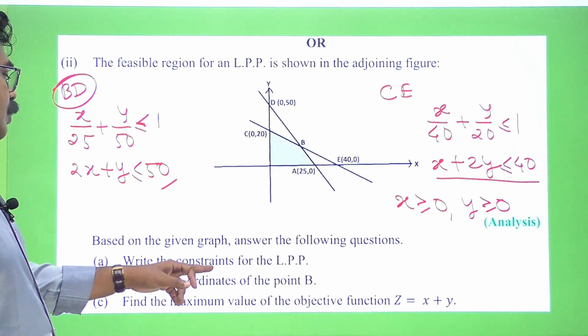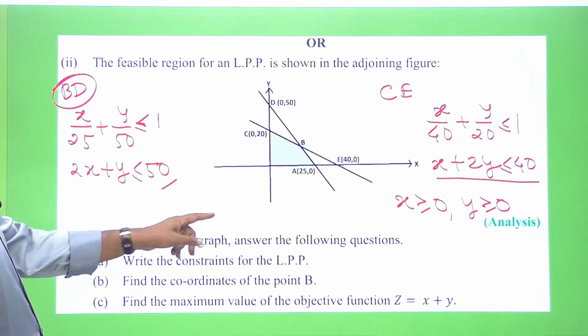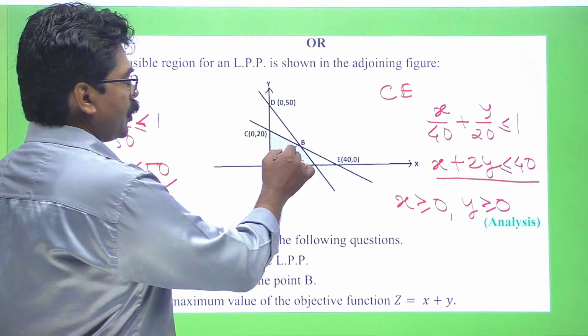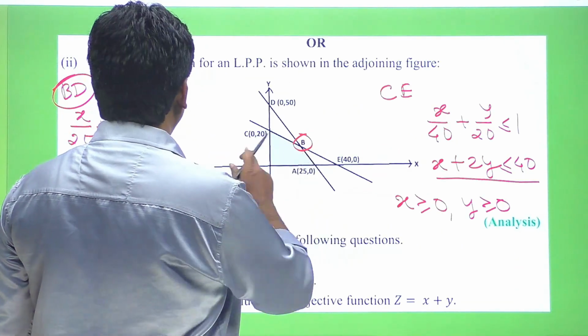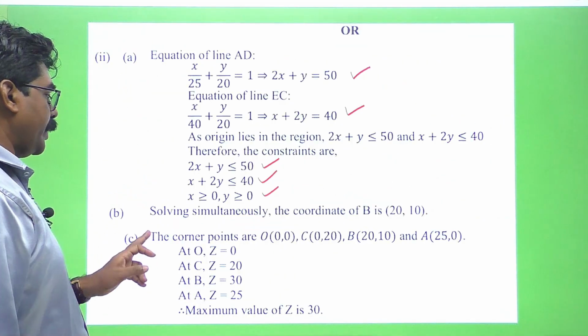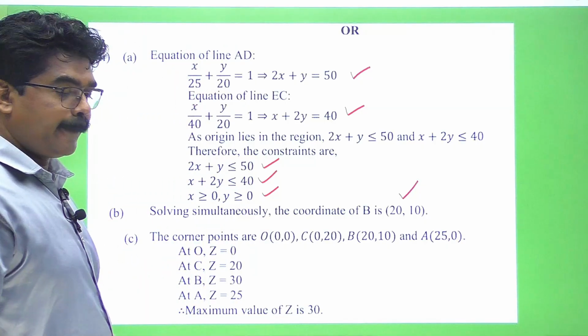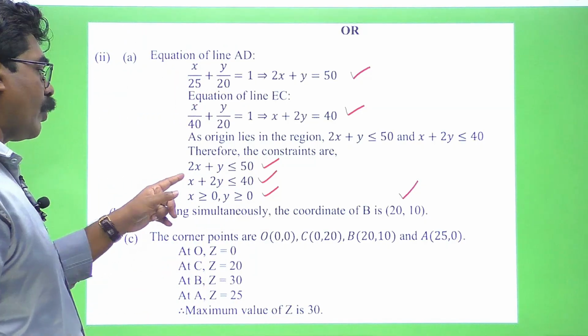Find the coordinates of the point B. To find the coordinates of point B, here it is, point B. Solve these two lines simultaneously. If you solve these two lines simultaneously, you will get the coordinates of B. And the coordinates of B are (20, 10). Okay. And check at the corner points.